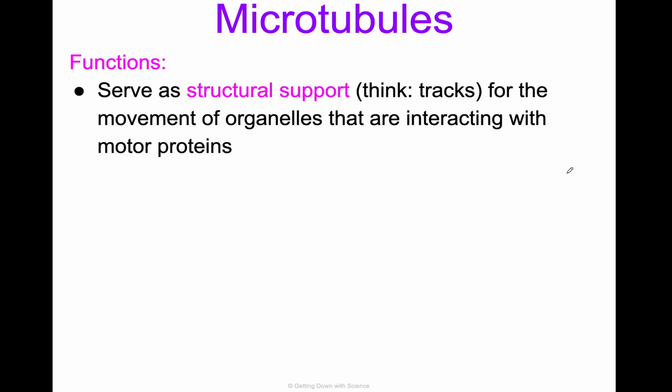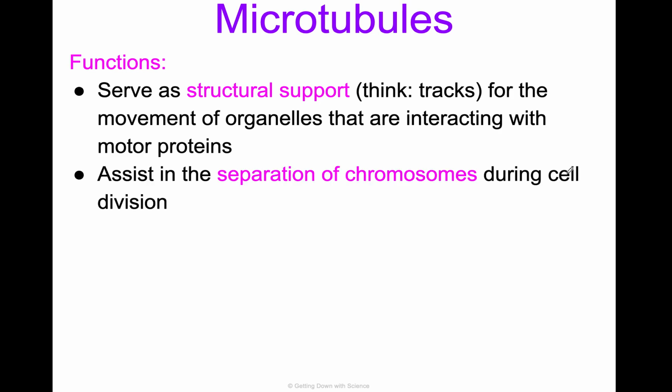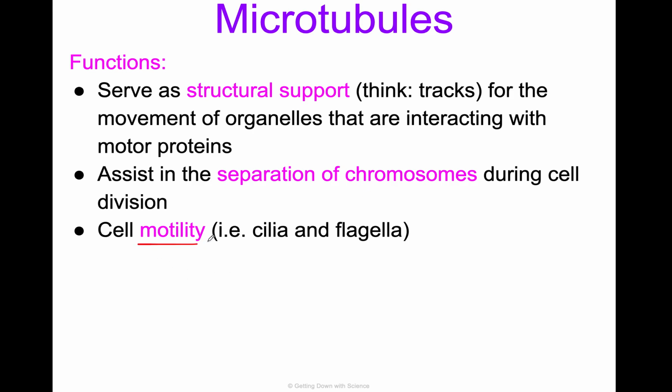There's a bunch of different functions. These serve as structural support. Think, again, tracks for the movement of organelles that are interacting with motor proteins. So the tubules are the things that move the organelles and vesicles around. They assist in the separation of chromosomes during cell division. When we get into mitosis and meiosis, microtubules are the things that grab on and pull to either side. And they assist in cell motility, moving around, like cilia or flagella, the weird tail that hangs off of things.